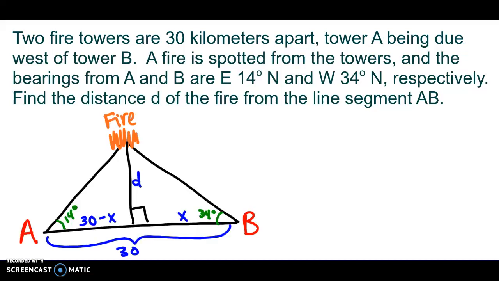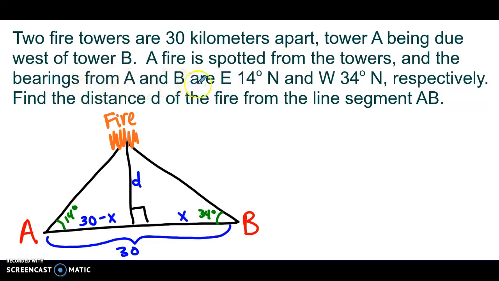Okay, so again, we're just checking right now your diagram, seeing how that is. So it says 2 fire towers are 30 kilometers apart. Tower A being due west of Tower B. Due west just means straight to the west. So here's A and B. A is west of B. Due west, that is. Okay? It says a fire is spotted from the towers. Here's my fire, obviously.